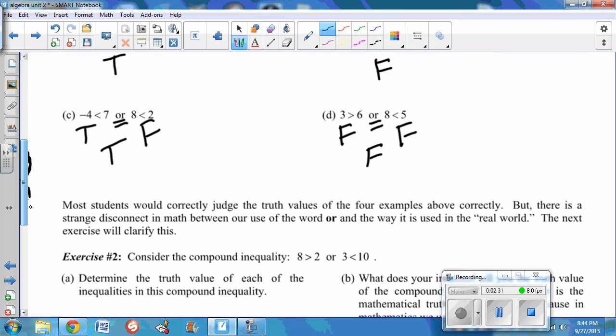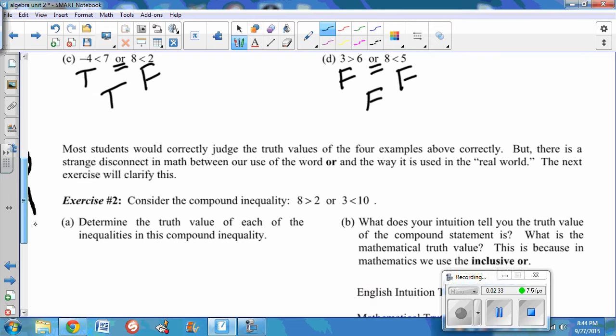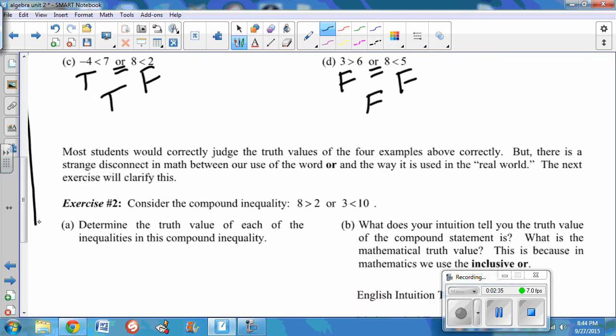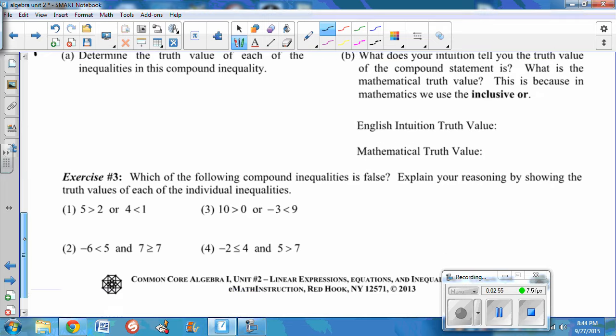So some of you are probably shaking your heads and saying, excuse me? So let's take another look at it. It says most students would correctly judge the truth values of the four examples above. But there is a strange disconnect in math between our use of the word "or" and the way it is used in the real world.